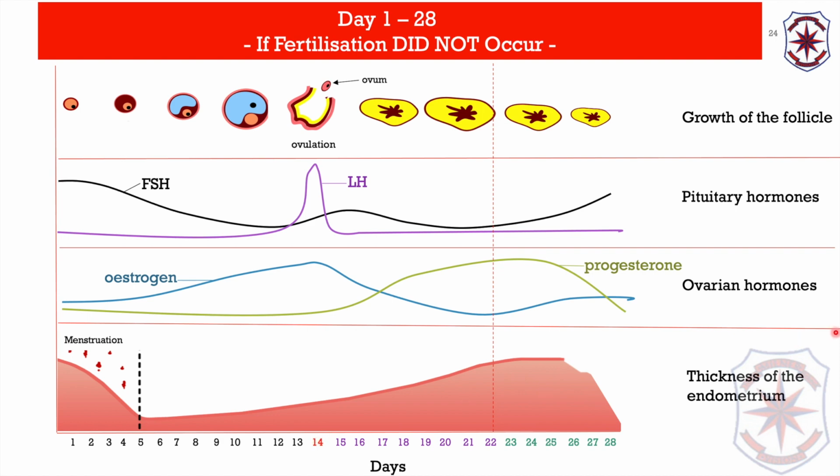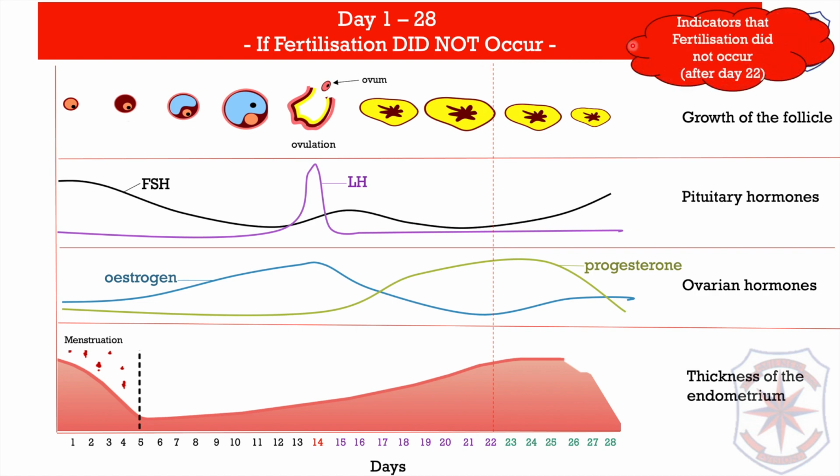All right. Now, here, if fertilization did not occur, what are the indicators? What are the things to look out for? Remember, please check from day 22 onwards. Check from day 22. That is your benchmark. What are the things to look out for?